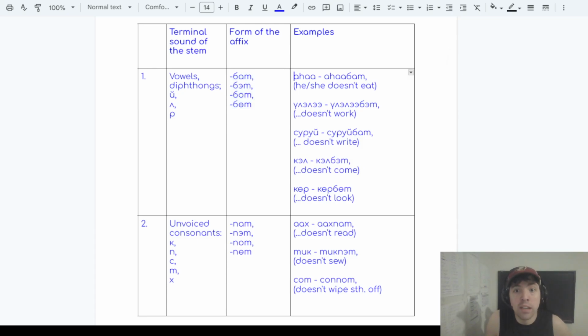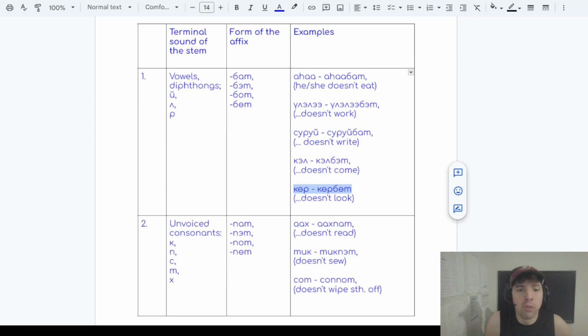Aha, to eat. Ahabat, doesn't eat. Ulele, to work. Ulelebet, doesn't work. Surui, to write. Suruibat, doesn't write. Kel, to come. Kelbet, doesn't come. Kur, to look. Kurbut, doesn't look.